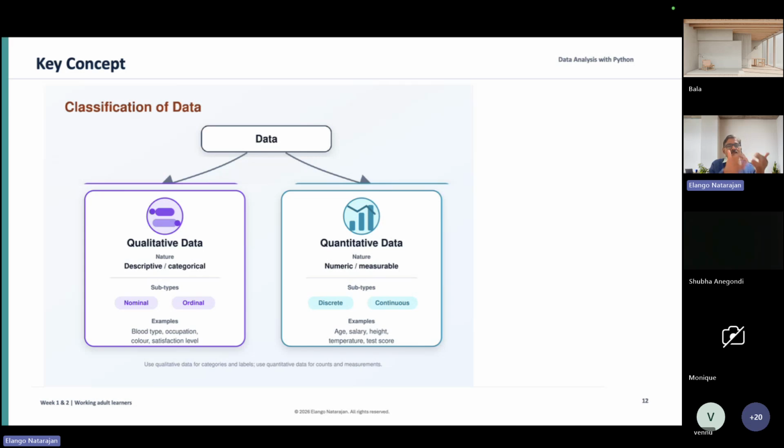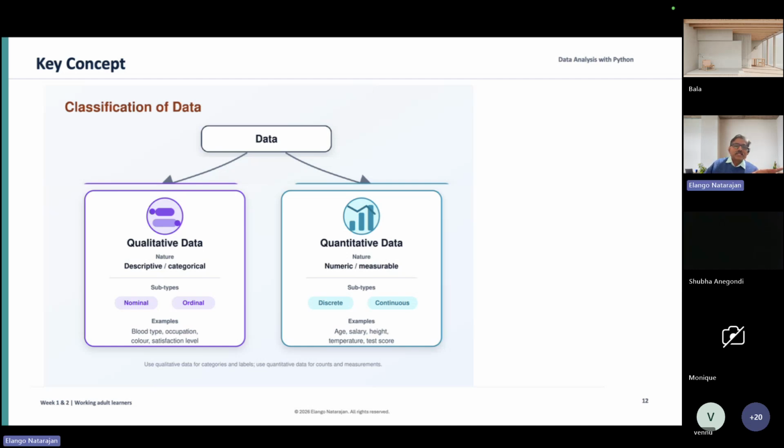Qualitative data has subtypes like nominal data and ordinal data, whereas quantitative has subtypes called discrete and continuous. Coming to quantitative, I told you an example already. When I ask you your age, you will say 20, 30. You will never say 20.1. So it has a gap, and it's called discrete data. But when I ask your salary, you will say something point 20, something point 30. You will say it in the form of continuous data. So these are two different types of quantitative data.